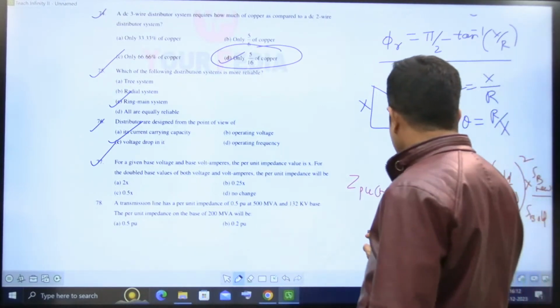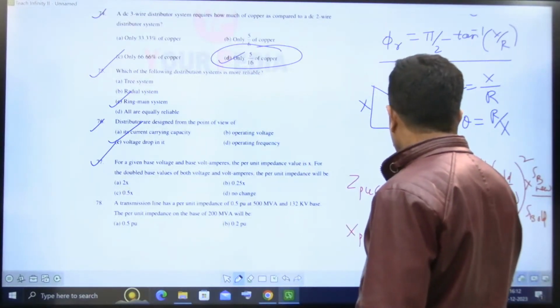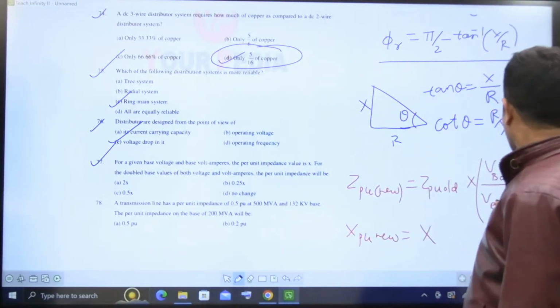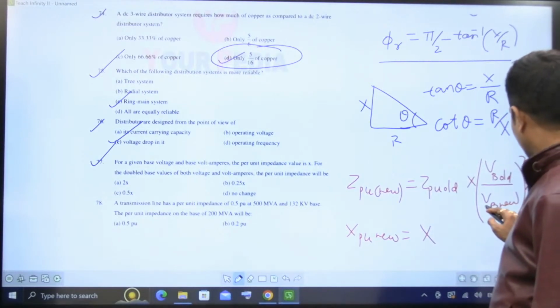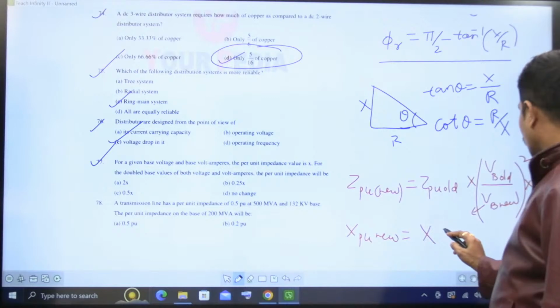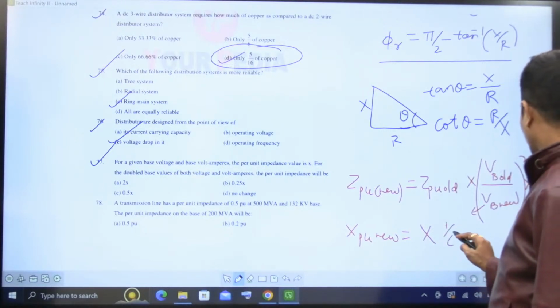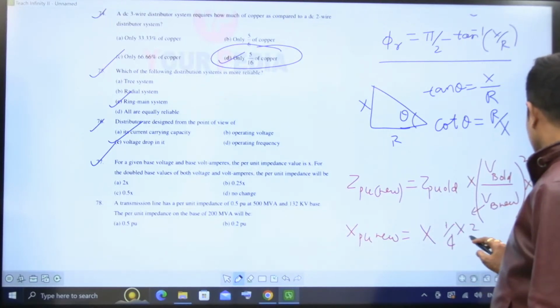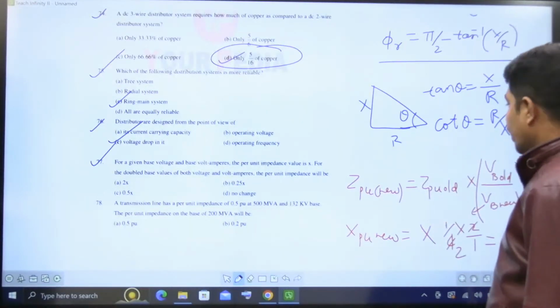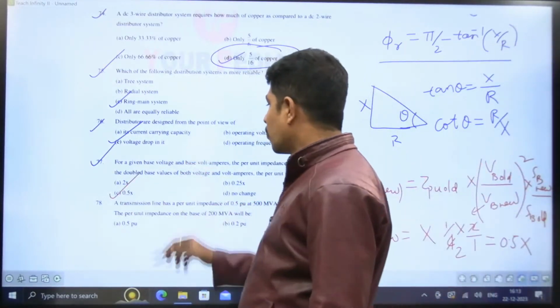Now, if this is the case, Z per unit new is equal to X, Z per unit old is X, into, he's saying that everything is doubled. This is doubled, this is doubled. See, this is 1 by 2. 1 by 2 whole square is 1 by 4, into, this is doubled, this is 2 by 1. This is 2 times. Simply it is going to be 0.5 times of X. It is 0.5X. Option is C.